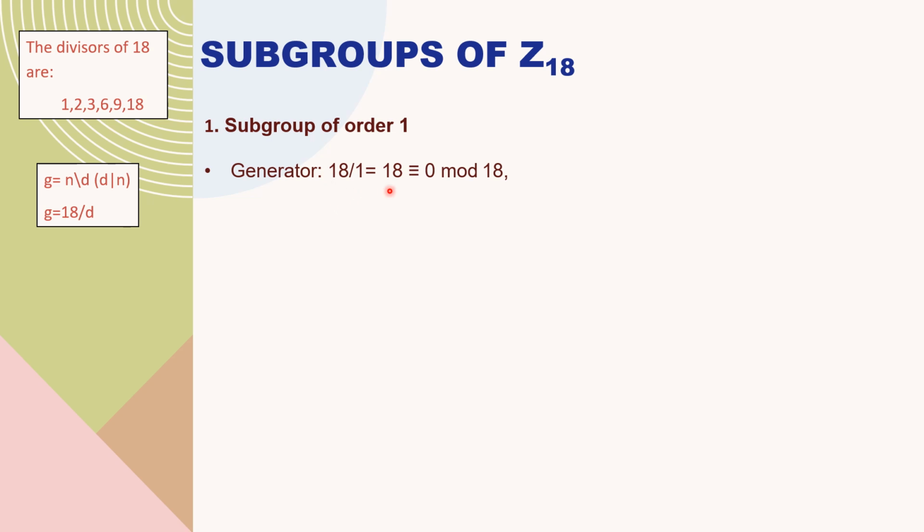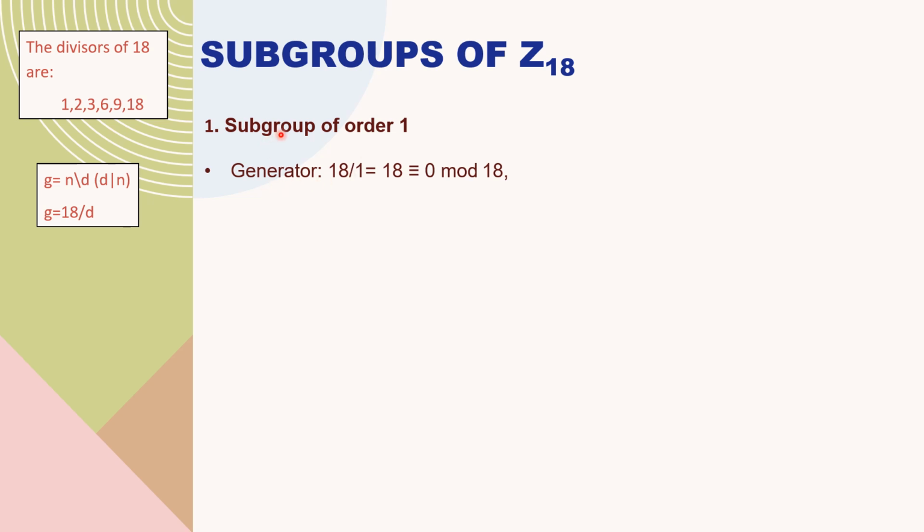Now 18 does not exist in the group Z18, right? So 18 is assigned to which element? 18 is assigned to 0. Therefore, we get 0 as the first generator. Now what are all the elements of Z18 that are generated by 0? That is what we need to find, because we have to make the subgroup.